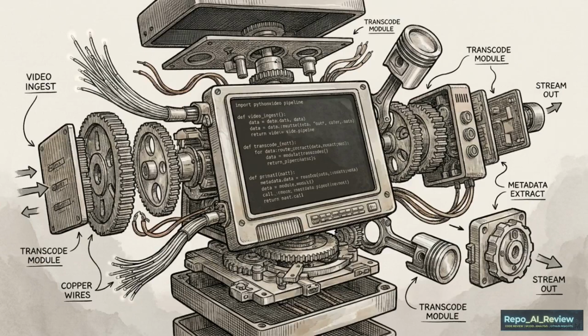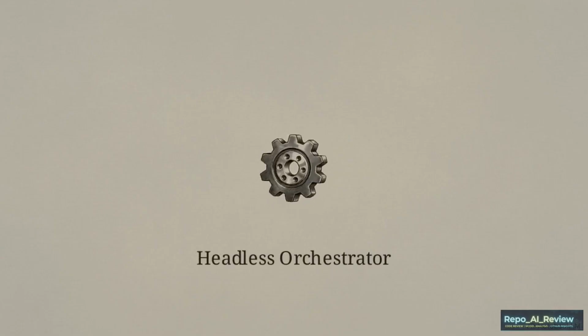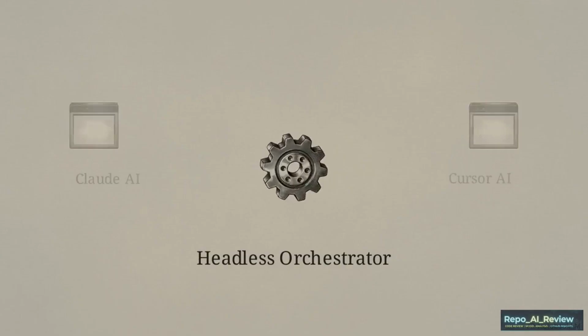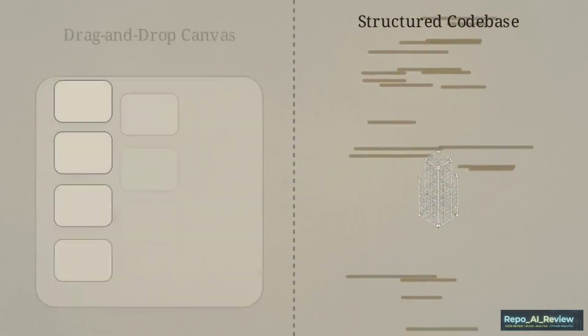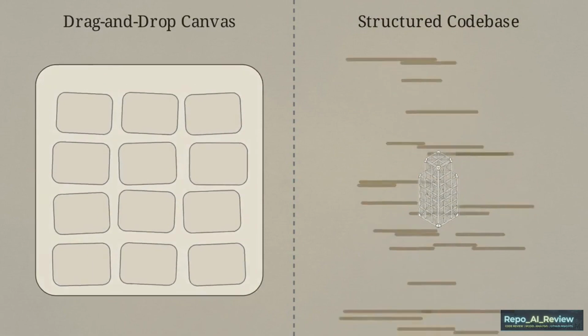OpenMontage is built to fill that gap. It is a headless, open-source video orchestrator designed entirely to run through AI coding assistants like Claude or Cursor. By treating video production as a structured code base rather than a drag-and-drop canvas, you lift the ceiling on what an automated workflow can actually achieve.